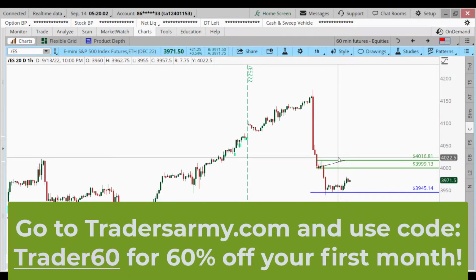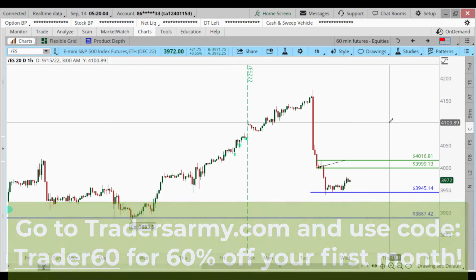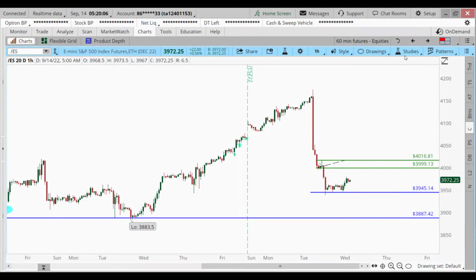Now, what we do in order to determine that is we're going to use what is called volume profile. And this movement occurred yesterday on a CPI announcement. The CPI was a bit higher than expected, primarily due to rents being higher than expected. And so this was the market's reaction to that play.